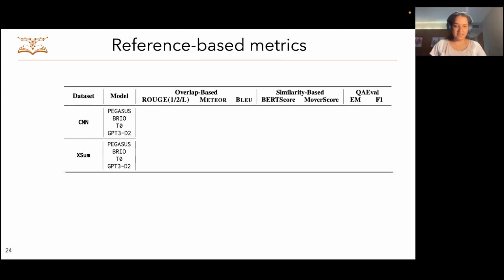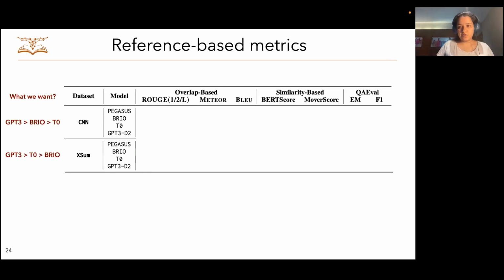So let's look at some results. I've listed the three categories of metrics that we have and the specific metrics that we use within each of these. And we compare four models here, the three models that we had from before, and also we've added the Pegasus model, which was state of the art on the other two datasets that we looked at.